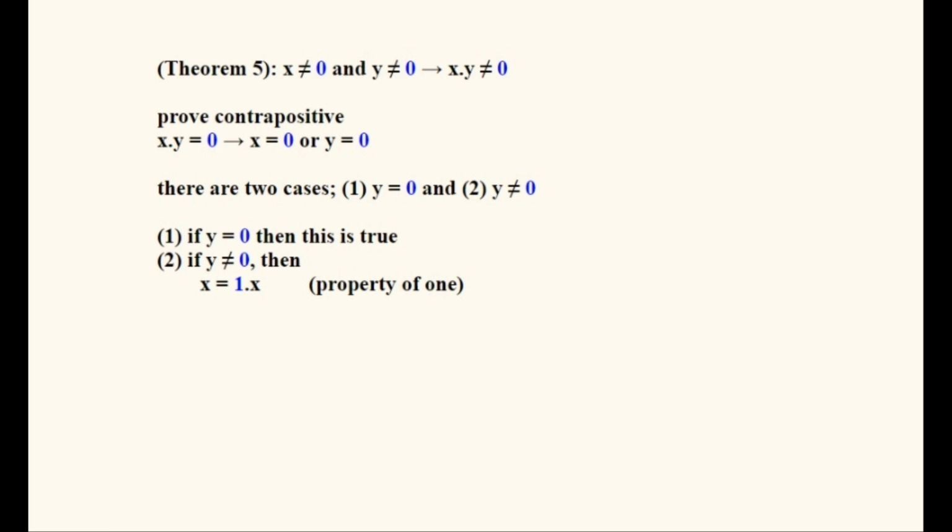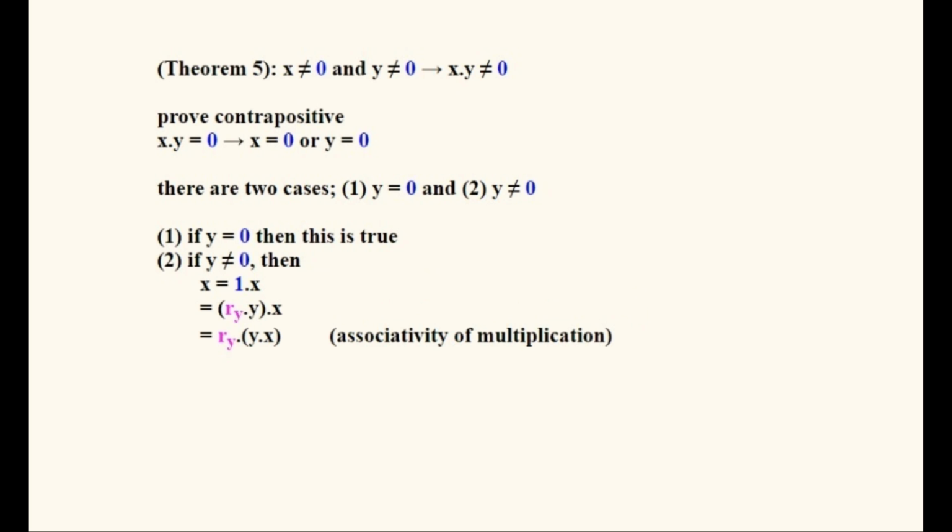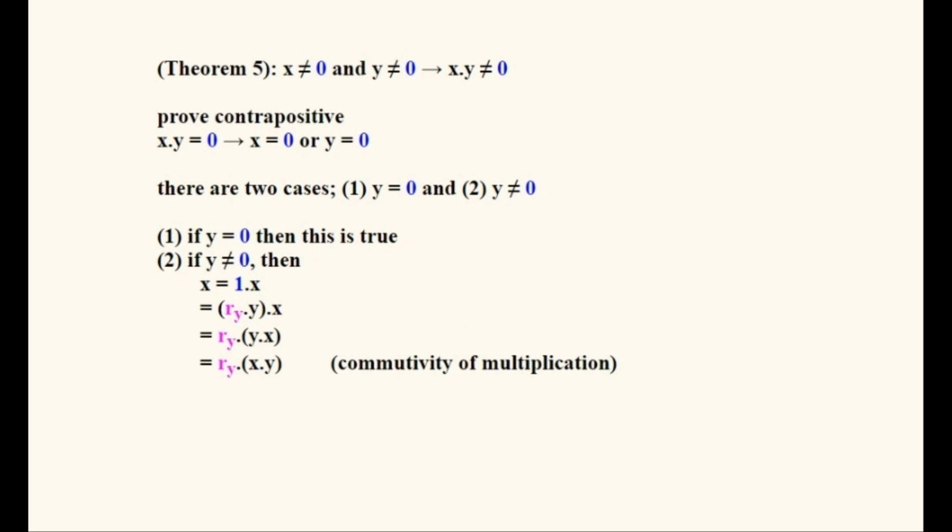So we start with x and expand the expression. And expand it out again into y multiplied by its reciprocal. Notice that y does have a reciprocal because y is non-zero. Then we swap the brackets to gather y and x together. Then we use the commutativity of multiplication to swap x and y.